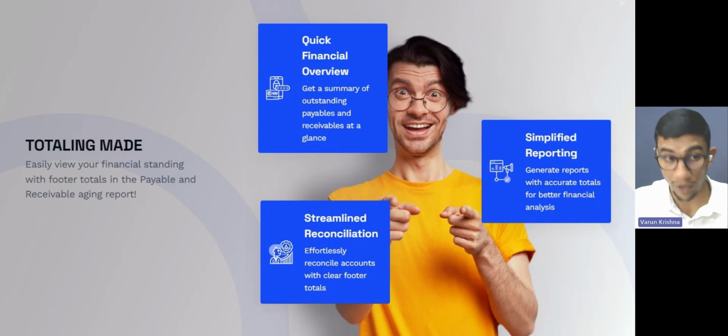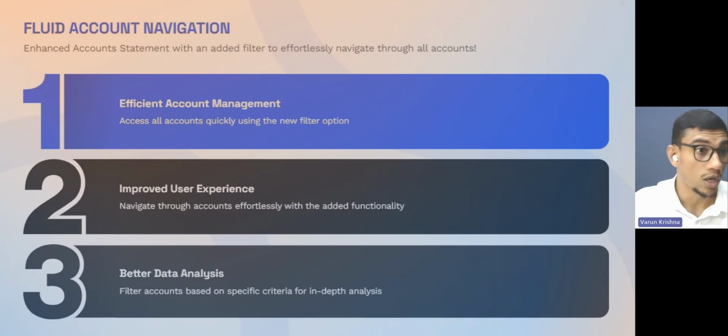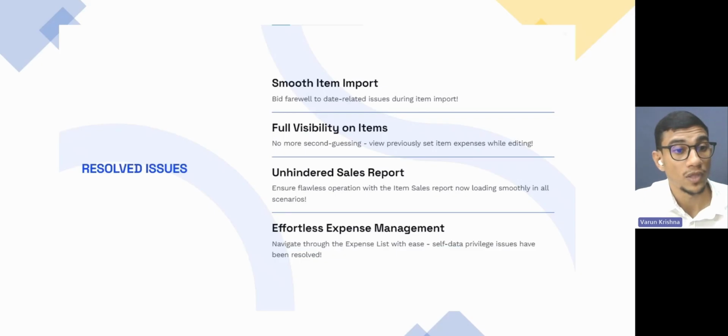Then when it comes to payable and receivable aging reports, for suppliers and customers organization-wide, you will be able to see how much you owe the customer, the customer owes you, and you owe the supplier. And then enhanced account statement. If you go to the account statement, the all account filter has been added, so you'll be able to go through a view in which all the details of all different accounts or bank accounts will be present.